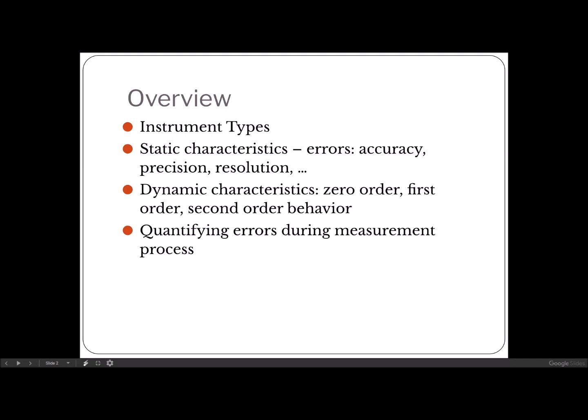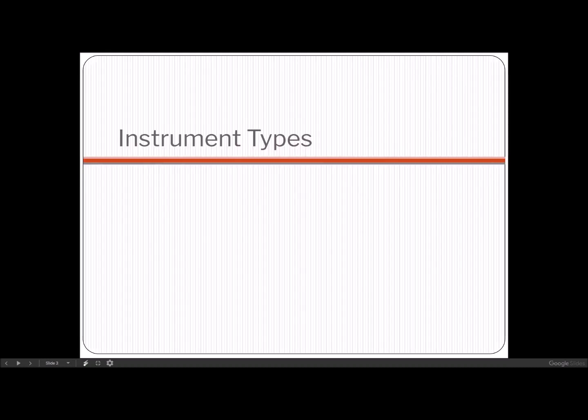How do we characterize the static properties, how do we characterize the dynamic properties, and then at the end we will discuss how we quantify errors in a measurement process. Okay, let's start with different types of instrument.